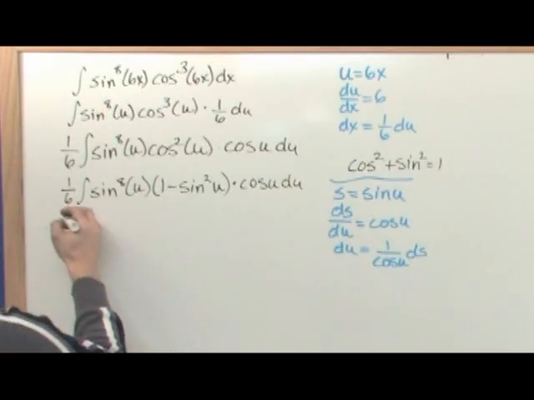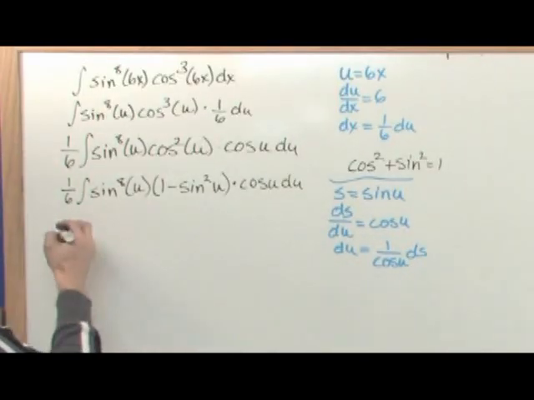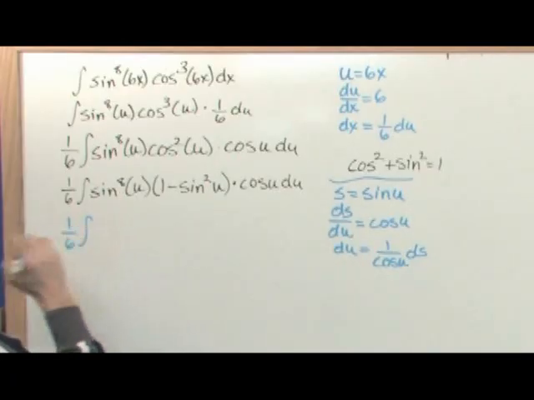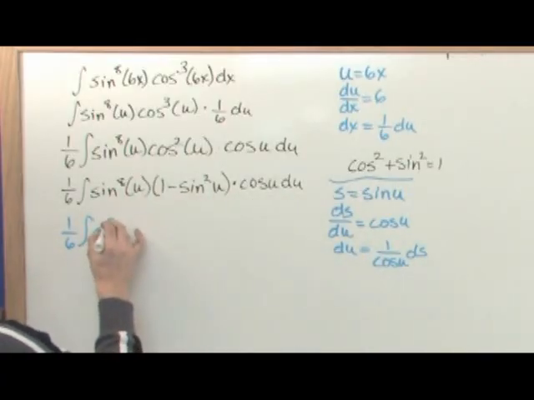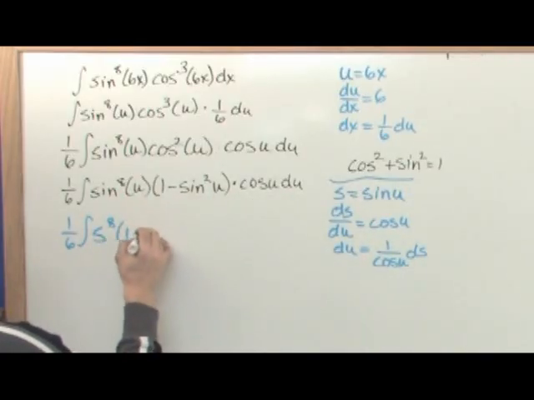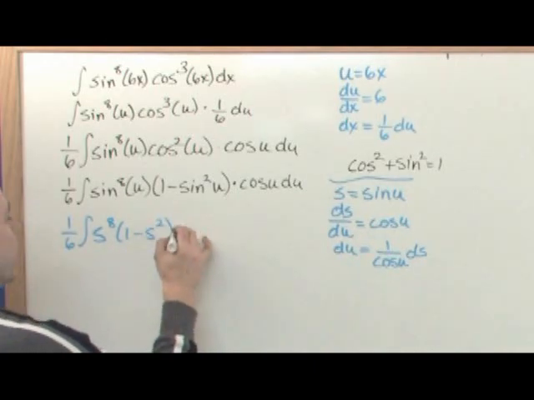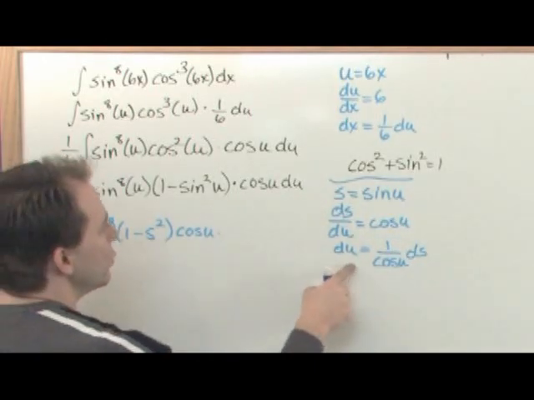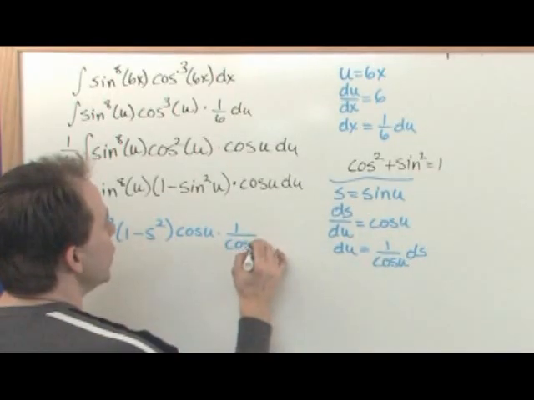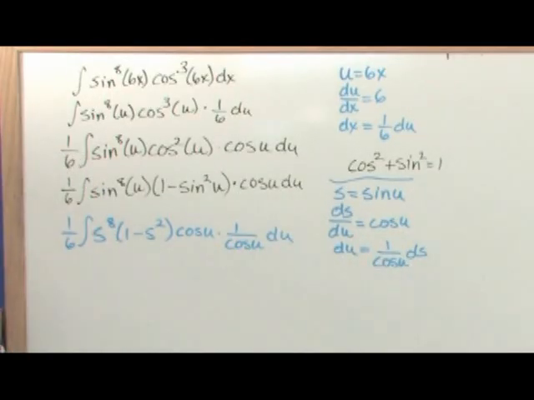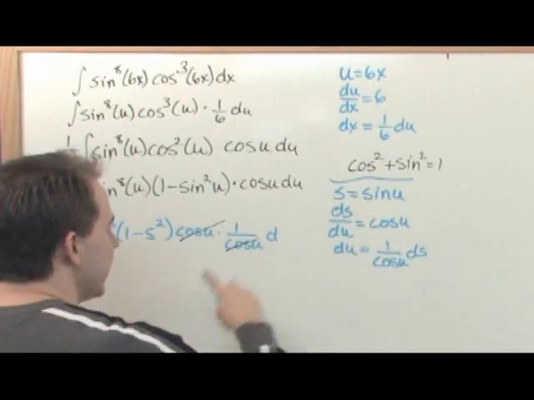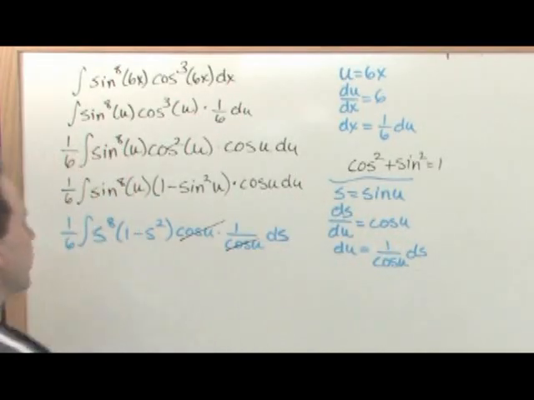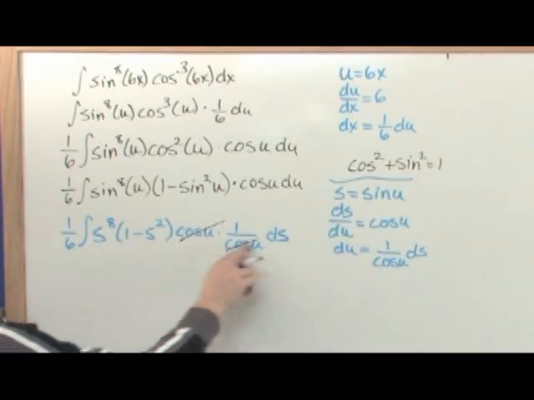Okay? And I'm going to switch colors here just to denote that we're turning the corner. 1/6 times the integral of sine to the 8th power, which is s to the 8th power, times 1 minus s squared, times cosine of u times du, which is defined as 1 over cosine u du. Now you can see right away that the cosine cancels with the cosine, and that's why we did it. Whoops, I made one mistake. This is not going to be du, it's going to be ds, because that's what this is equal to here. So now you see I have an integral in s only, ds.